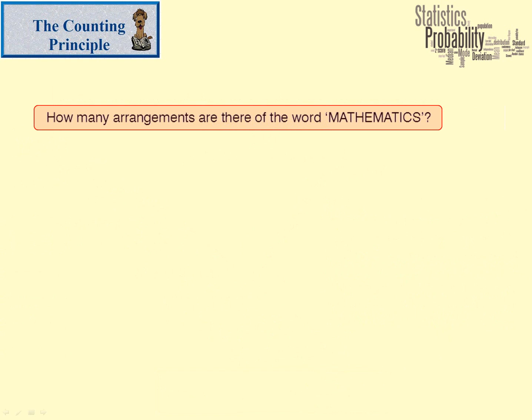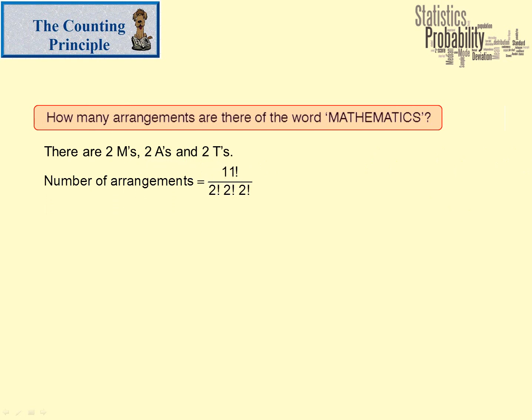Mathematics, have a look there now. Write the word mathematics. 1, 2, 3, 4, 5, 6, 7, 8, 9, 10, 11 letters. So we could say 11 factorial, but there are 2 M's, 2 A's, 2 T's. So therefore we must divide those out. So 11 factorial, and we must divide out by 2 factorial, 2 factorial, 2 factorial for the M's, the A's, and the T's, giving our final arrangement.